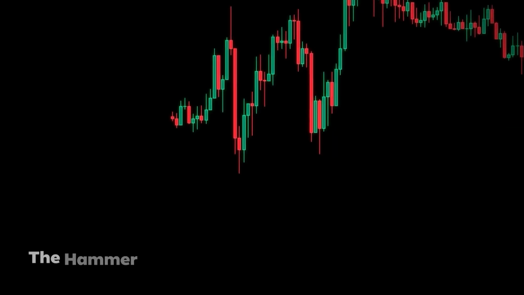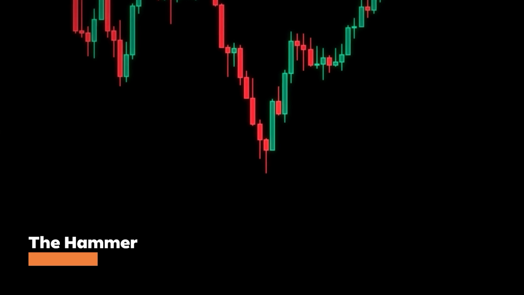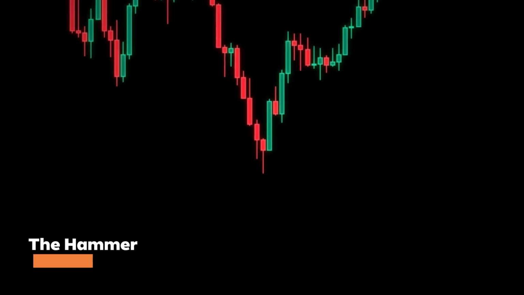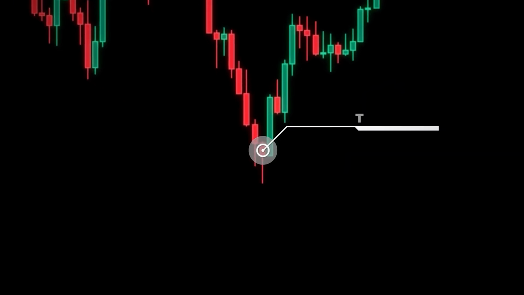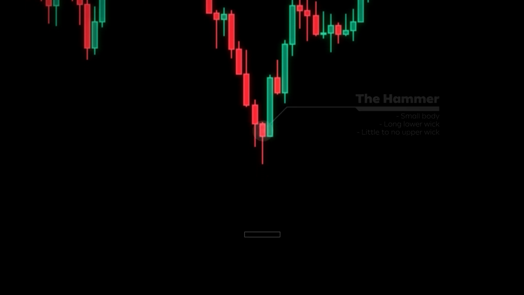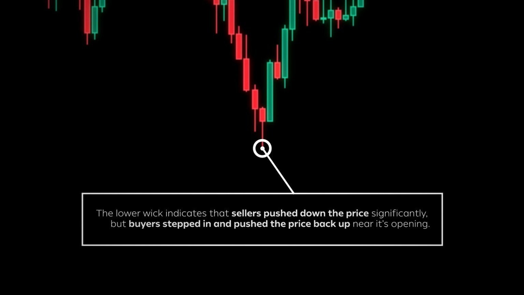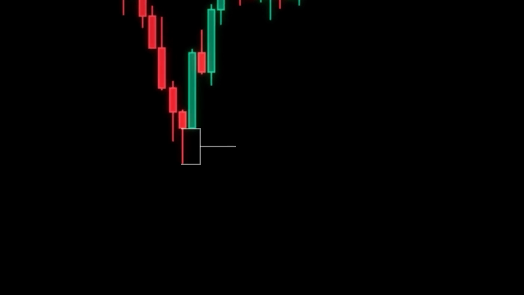One of my favorite candlestick patterns is the hammer. The hammer is a bullish reversal pattern that forms after a price decline. You can identify them by their small bodies, long lower wicks, and little to no upper wick. The long lower wick indicates that sellers have pushed the price down significantly, but buyers have regained control and driven the price back near its opening. This lower wick should be at least double the size of the candle body.